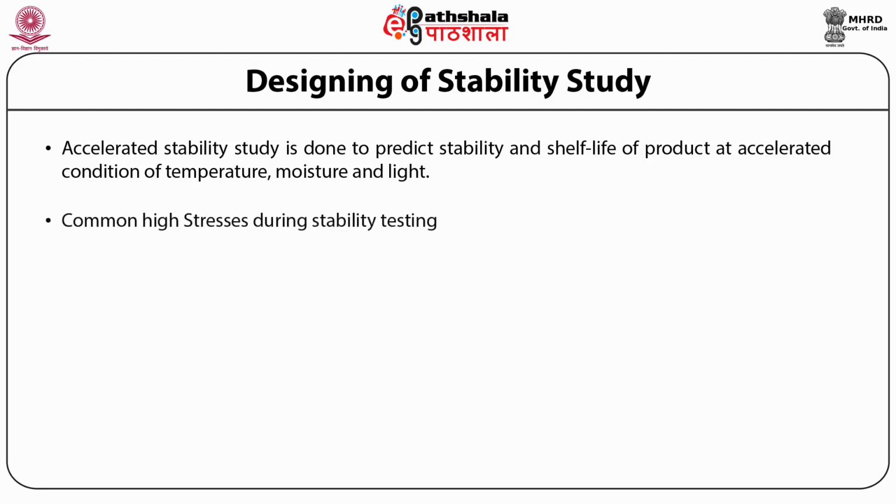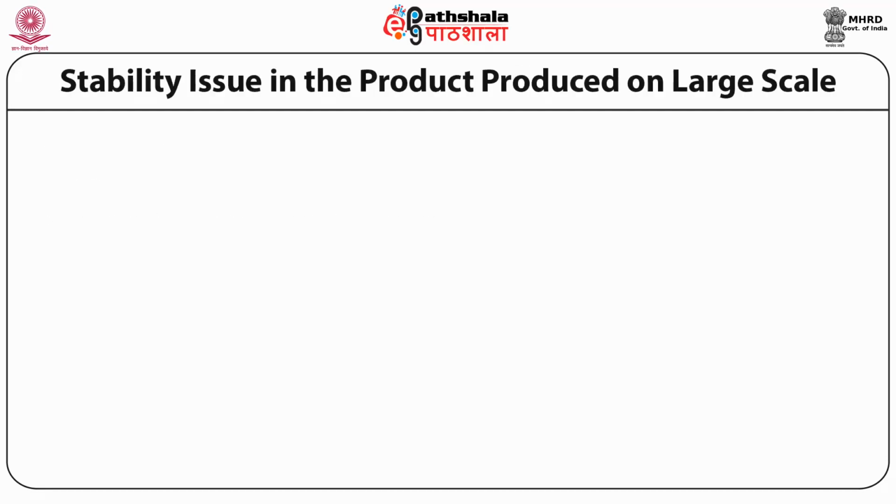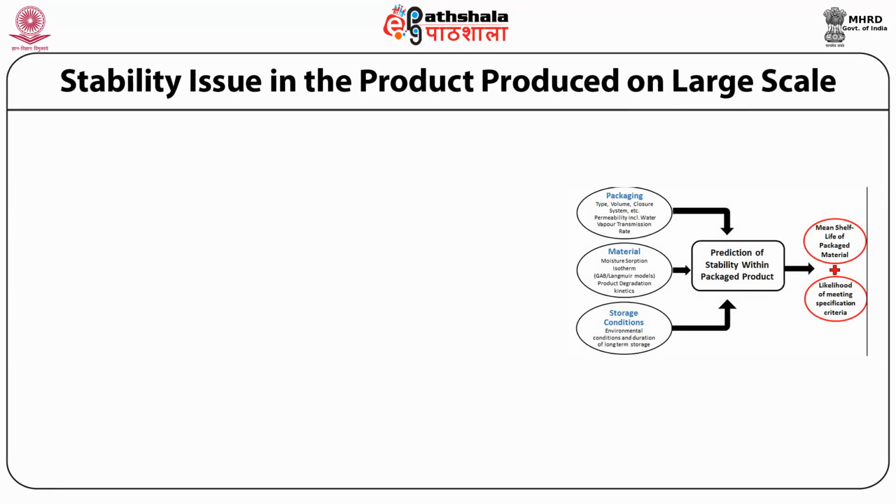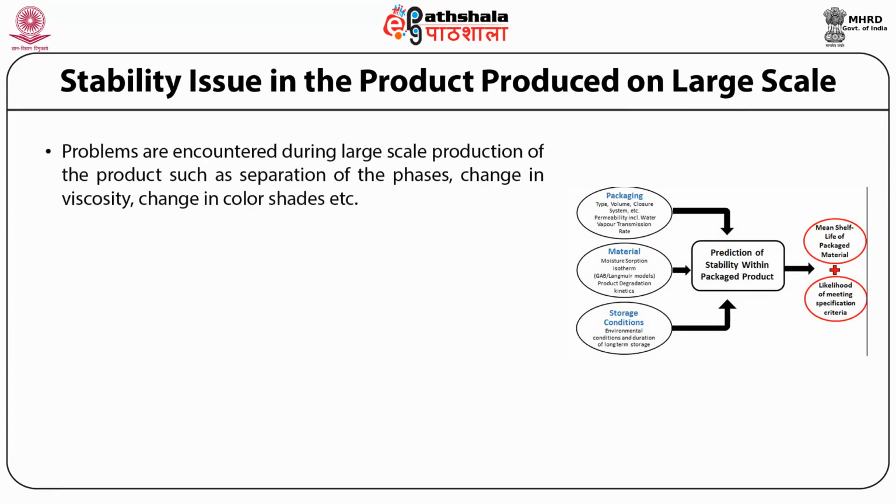Common high stress during stability testing. Stability issues in the product produced on large scale. Problems are encountered during large scale production of products such as separation of the phases, change in viscosity, change in color, shades, etc. And hence the following points must always be kept in mind.